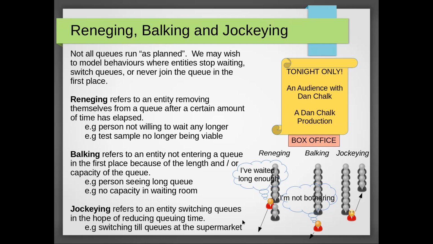Now, you probably won't find too many examples of that in the kind of stuff that you'll be doing, although you may. But it's worth bearing in mind jockeying alongside these other two. But certainly with reneging and bulking, you may have a lot of scenarios where those kinds of queuing behavior are important to capture.